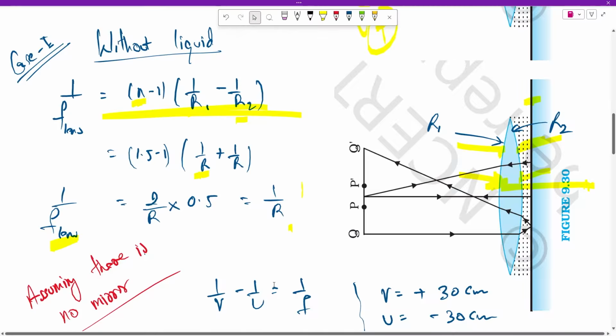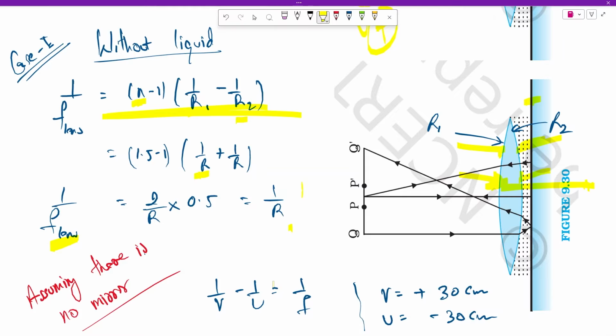Now in this case, without the liquid, the image and the object were at 30 centimeter in front of this lens.